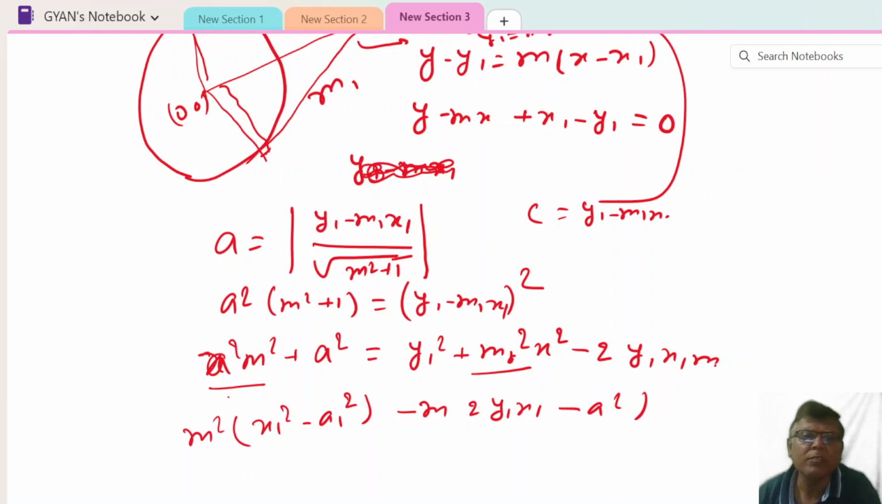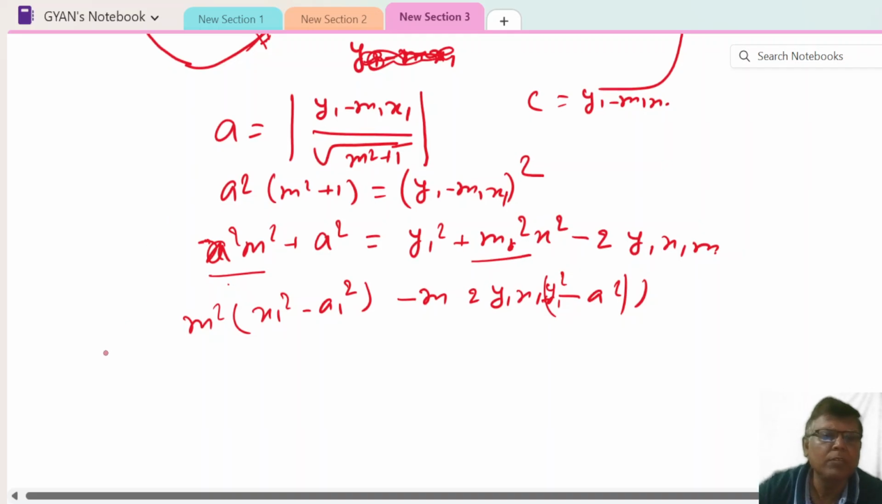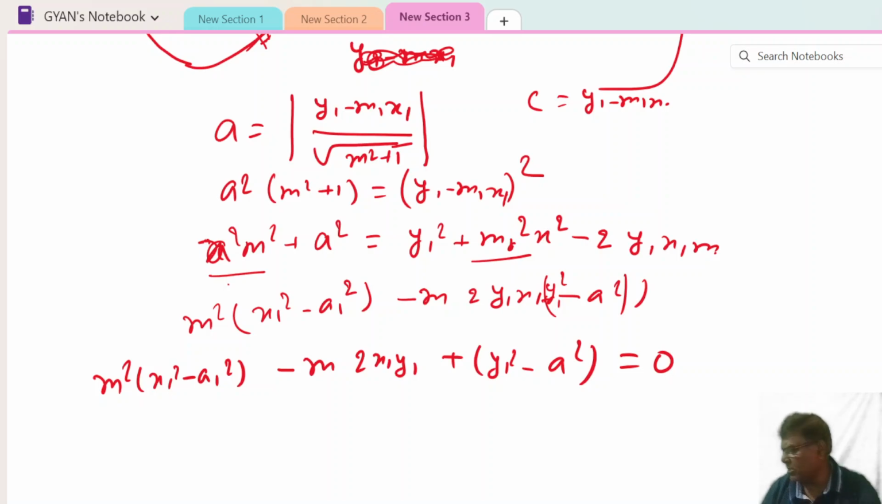y1 square is also there, no? So here y1 square plus, correct. So this is the quadratic equation in m, let me write once again: m square x1 square minus a square, minus m 2 x1 y1, plus y1 square minus a square is equal to 0. This gives the quadratic equation in m.